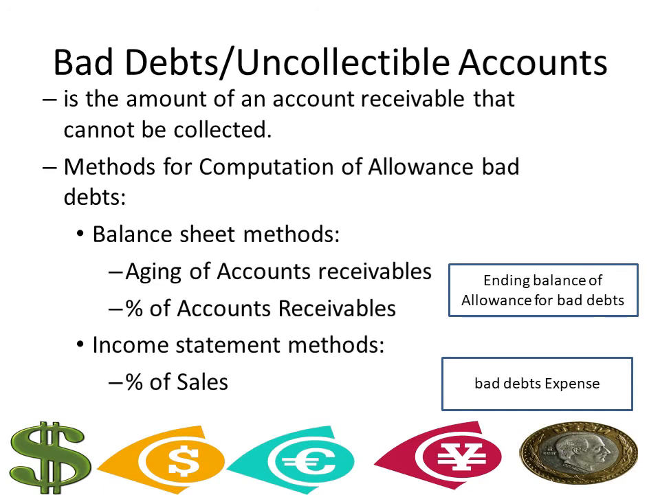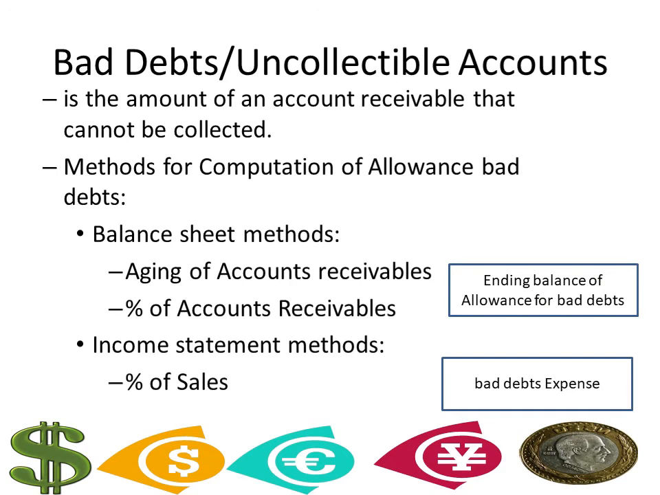Next, bad debts. Bad debts or uncollectible accounts are the amount of the accounts receivable that cannot be collected. So these are our assumptions, or based on estimates, that the account cannot be collected. There are two methods for the computation of allowance for bad debts. We have the balance sheet method, and this normally includes aging of accounts receivable, when we measure how long the accounts receivable have become overdue or unpaid. It's classified from 0 to 30, 31, and so forth.